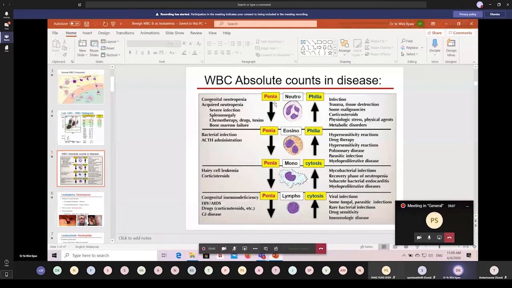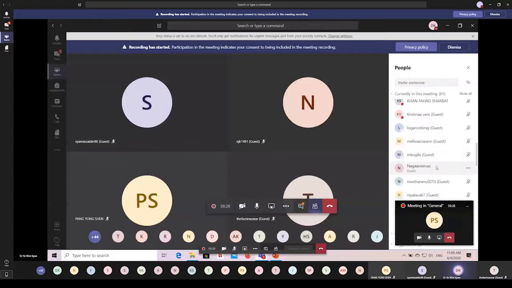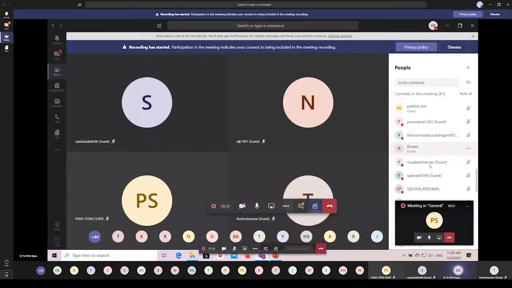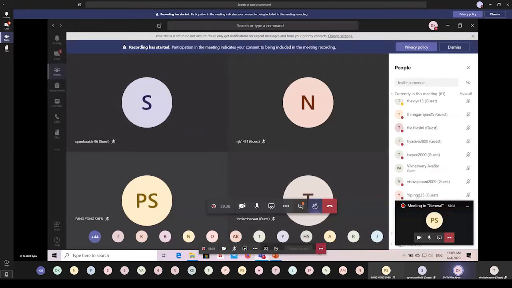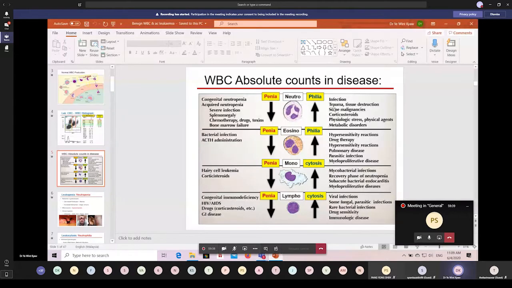One, neutrophilia. The suffix -philia means increasing count, and -penia means reducing count. So when can you see neutrophilia? I think you learned this in foundation, right? In foundation and immunology. And what's the question? Where is Melissa? Melissa is so silent. Yes, doctor. Melissa, where can you see neutrophilia? You can see neutrophilia in foundation and immunology.